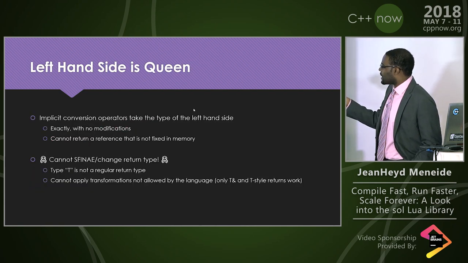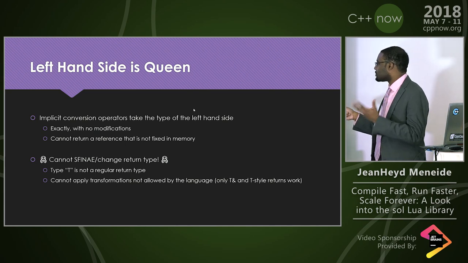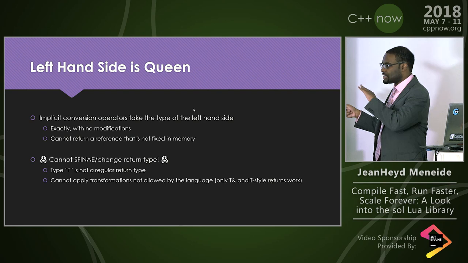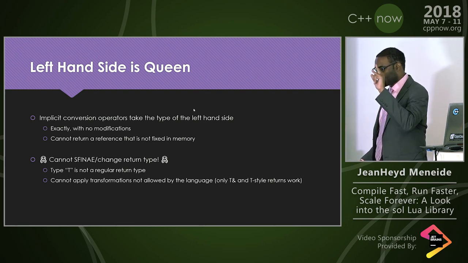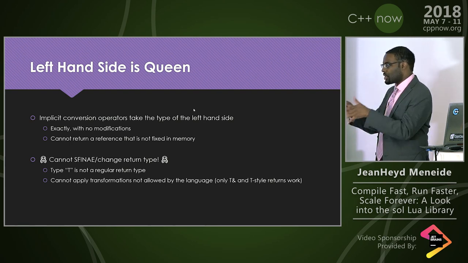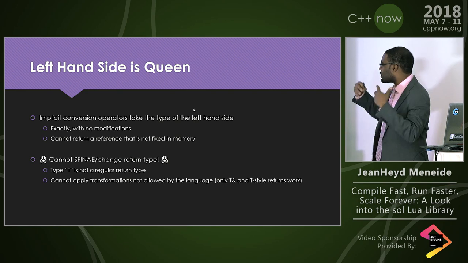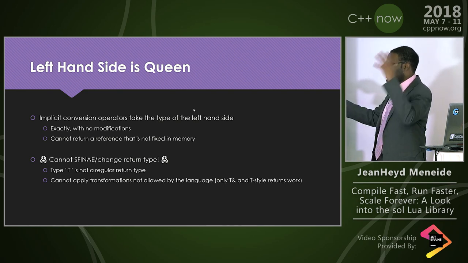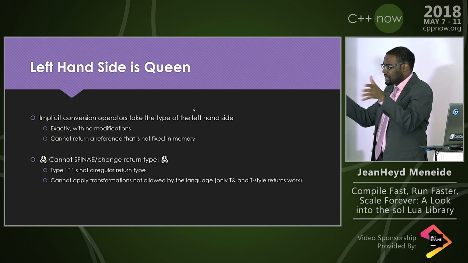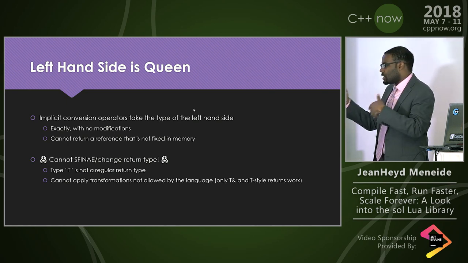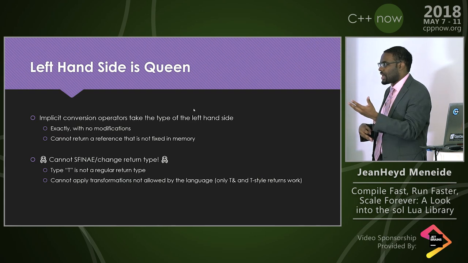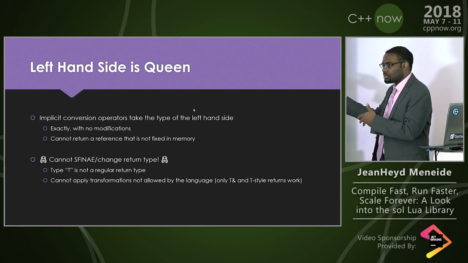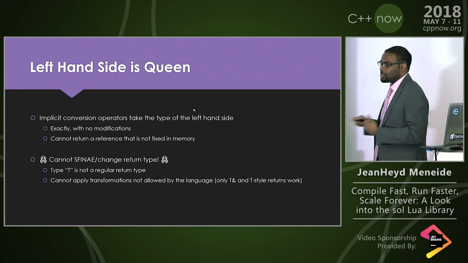And so the left hand side basically rules. It's supreme over all that, right? The implicit conversion takes the left hand side exactly as it is, so it'll preserve all the references and whatever is in your tuple, and you can't really change that. And again, you can't return a reference to something that's not already living in memory. Lua returns its numbers as values, so I can't take a reference to an integer that the Lua C API hands me as a value, right?